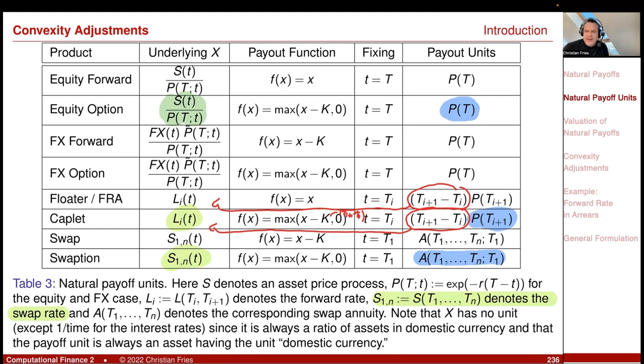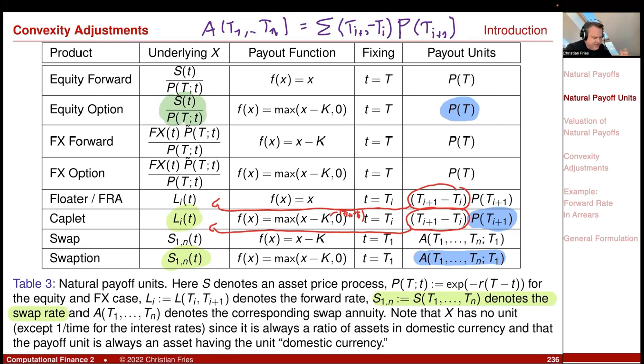If you look at the definition of the swap annuity, so here, this guy, what is the swap annuity? The swap annuity is the sum of the zero coupon bonds that pay at the end of the periods of the swap, multiplied with the respective period lengths. So this is a linear combination of zero coupon bonds.